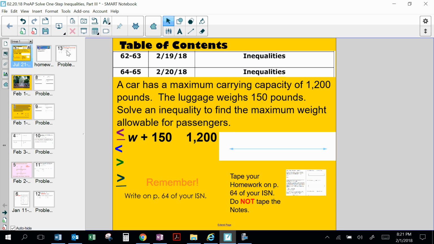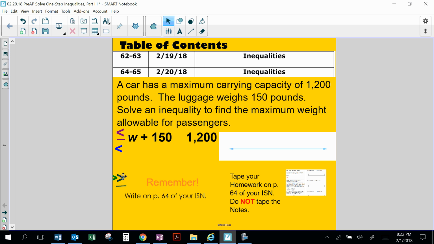If 1,200 is the maximum it can be, can the weight be more than that? No, it has to be less than it. So we're looking for the less than. It can't be these two, so it's going to be one of these because this side is lesser than that. But can it be 1,200? Yes, it can be equal to this. So let's solve this because it can be a maximum. It could be 1,200, but it can't be over it.